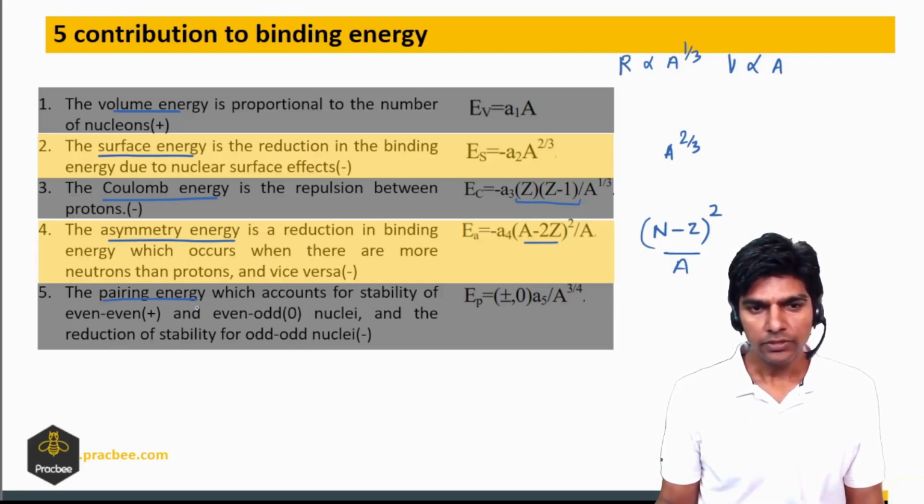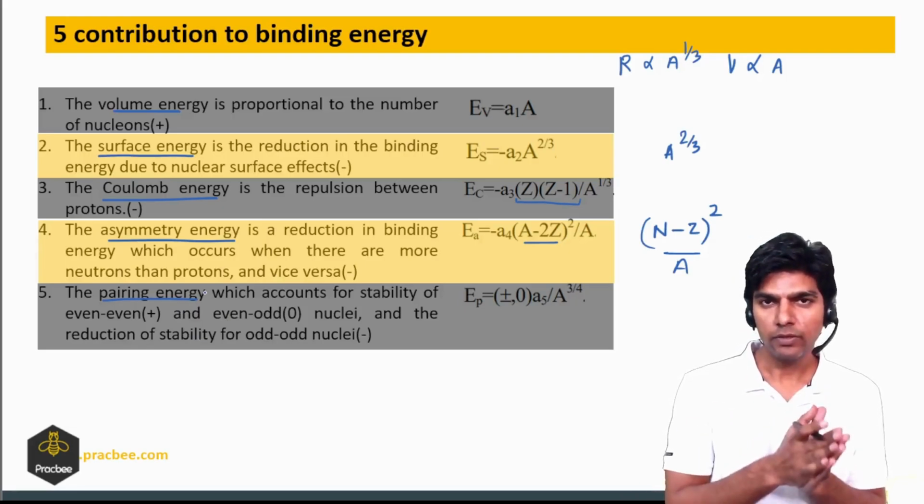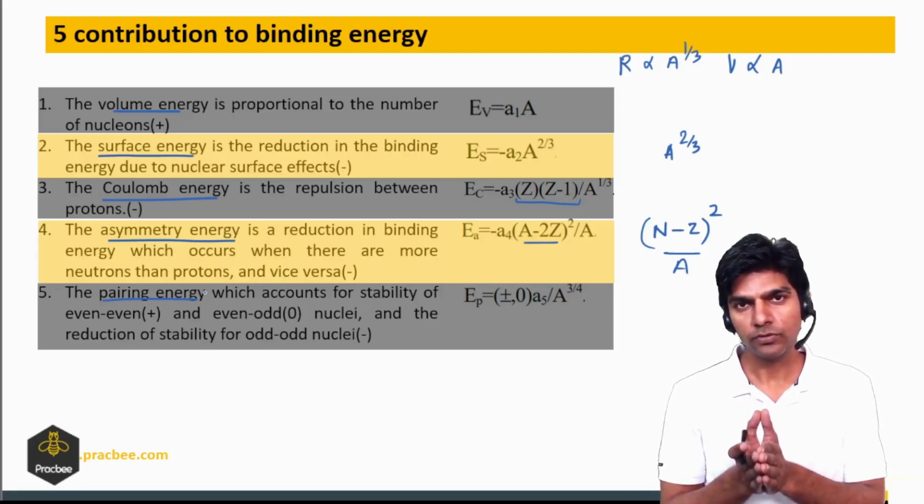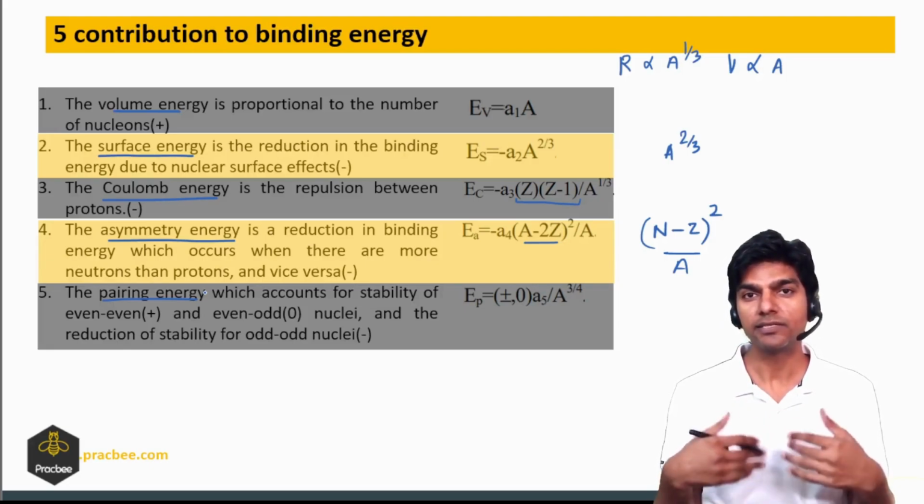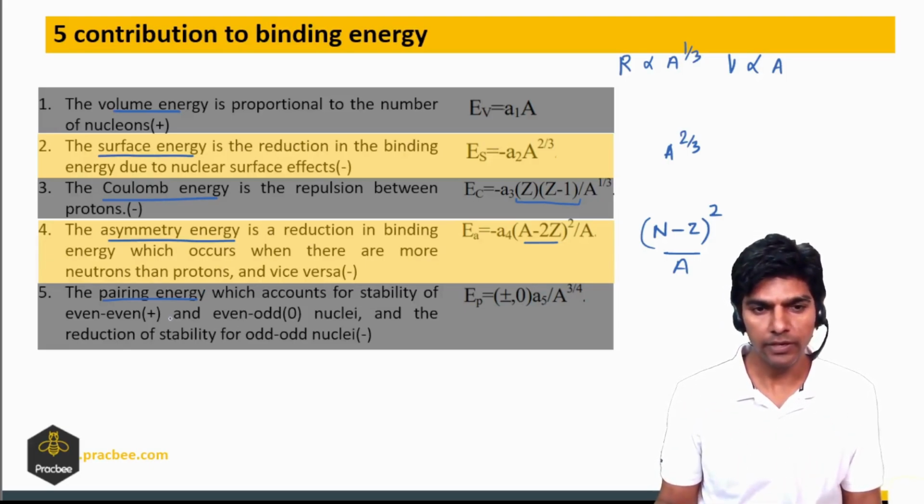So if we have asymmetry, it will try to decrease the stability. And the pairing energy is like, if we have an even number of neutrons and an even number of protons, that will increase the stability of the nucleus. So that's why it will try to increase. So we'll have a plus sign here.